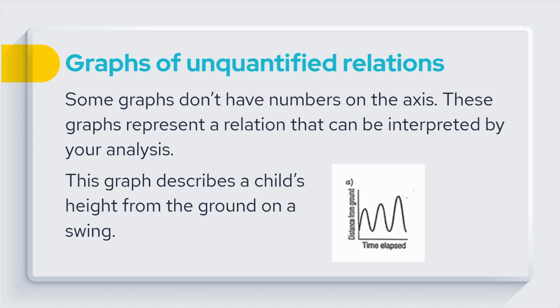Let's look at some graphs that are unquantified. They don't have quantities, which means they don't have numbers. This is also called qualitative. A qualitative graph has no numbers, just descriptions. These graphs represent a relation that you can interpret and analyze.